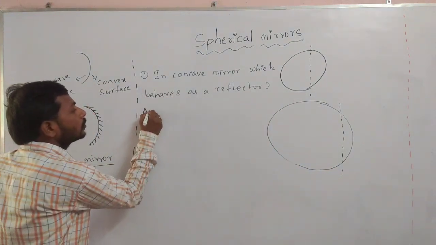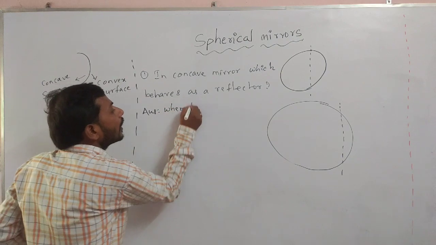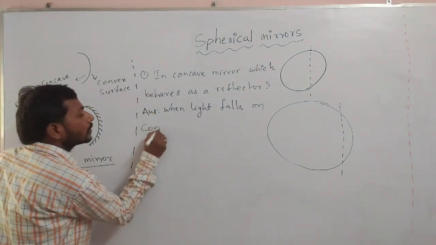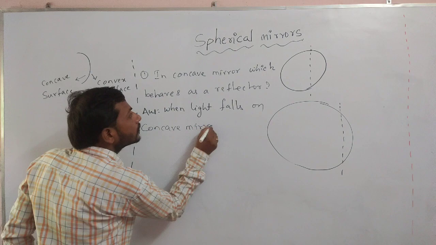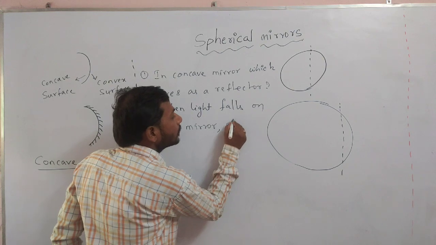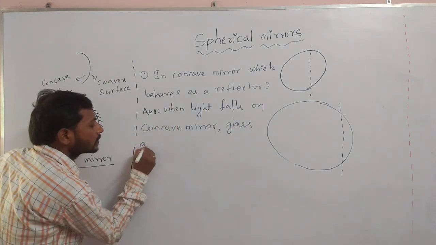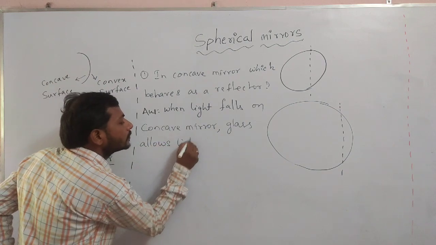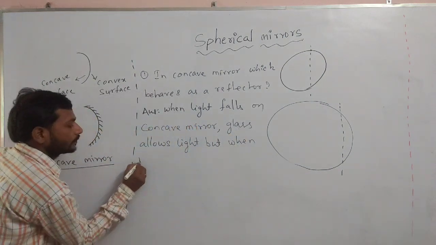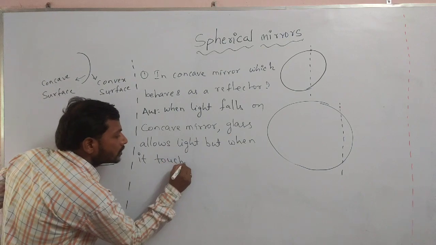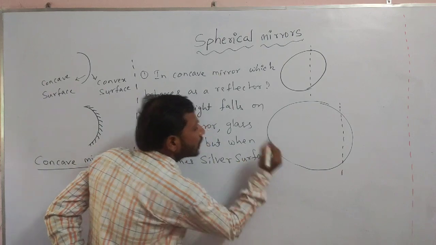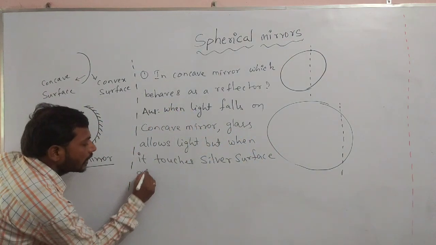When light falls on concave mirror, glass allows light, but when it touches silver coating or silver surface, it gets reflection.